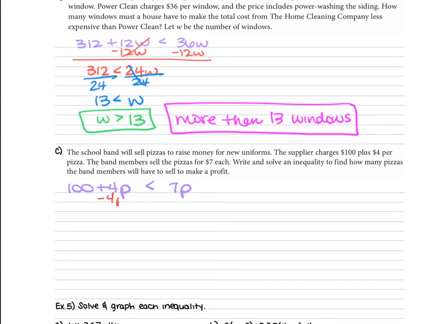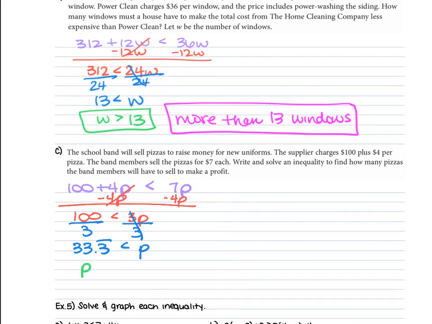So we're going to start by subtracting the 4P from each side. We have 100 is less than 3P. Then divide each side by 3. And we have that 33.3 repeating is less than P. Now, if we rewrite this, we're going to have P is greater than 33.3 repeating. So we're going to move that up 1, so that would be 34. A number greater than 33.3 repeating, that's a whole number, is 34 or more.